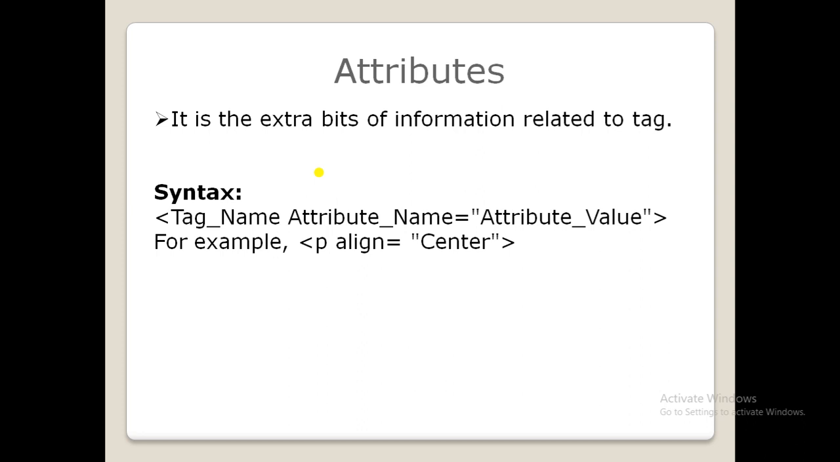Now the syntax for attributes is: first you open the angle bracket, write the tag name, give the attribute name, equal to, in double quotes you give the value, and you close the angle bracket. For example, over here we have P align equal to center in double quotes, in angle brackets. So align is an attribute of the P tag. It indicates the text inside the P tag is to be displayed in the center of the browser.